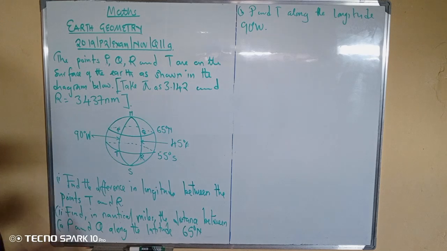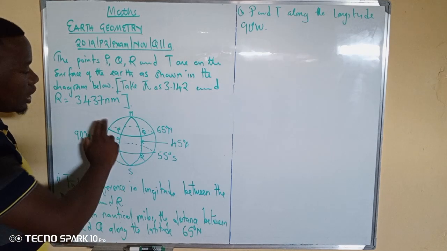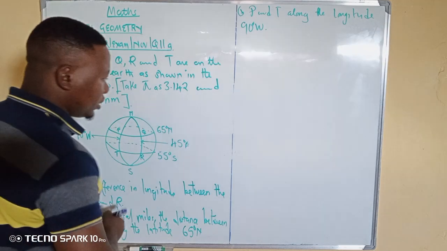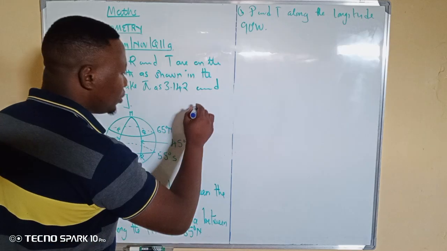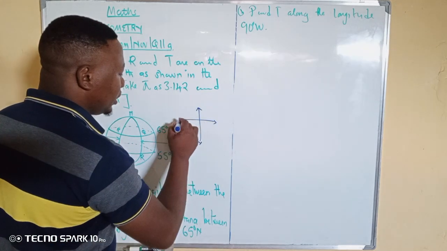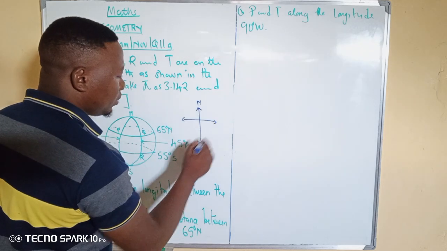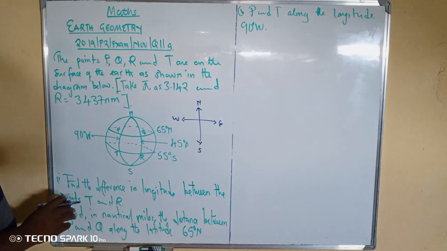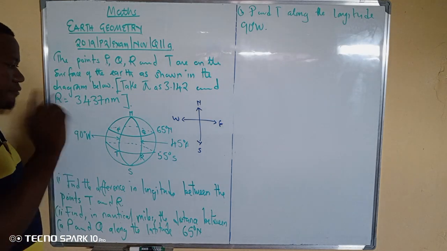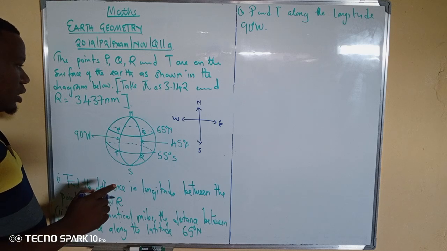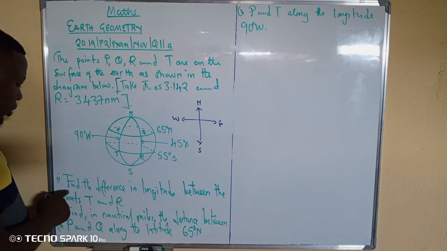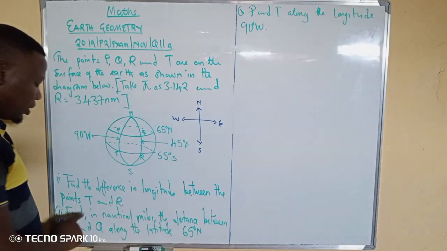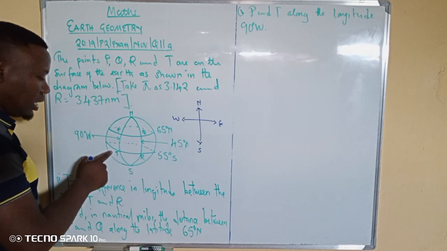Before we go to the first question, let us look at the structure of the earth. The earth has 4 directions: north, south, east, and west. Now let's look at the first question, which says: find the difference in longitude between the points T and R.